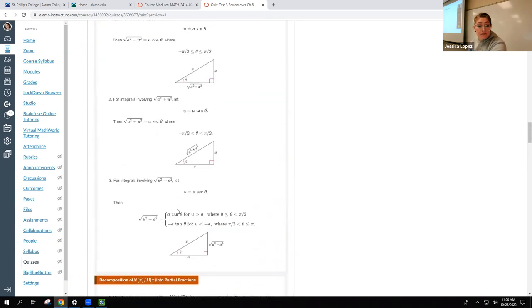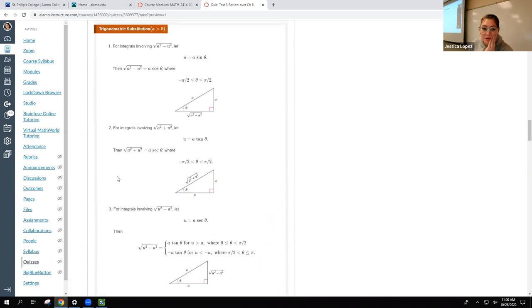Because we'll need those. So ours is 49 plus x squared inside the house. So ours is actually like case 2, where you have the constant squared plus your variable squared. Now in my case, because it's 49 plus x squared, the a is 7 and the u is just x. So I'm going to do the same conversion on my paper, but I'm going to use x for u and 7 for a.